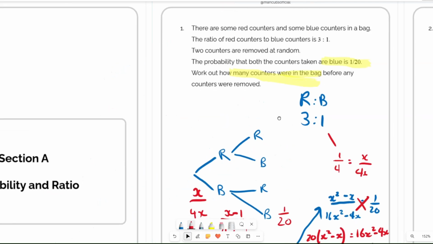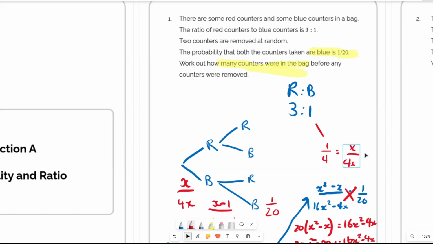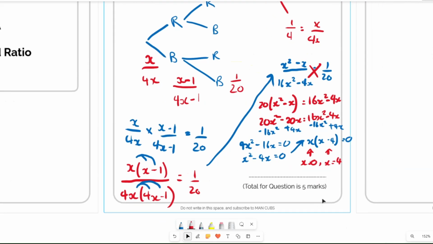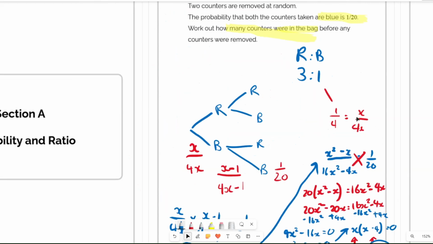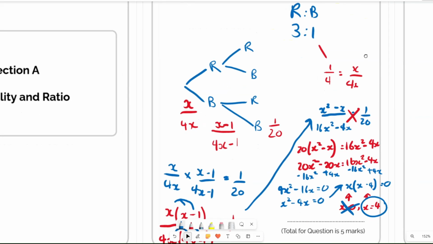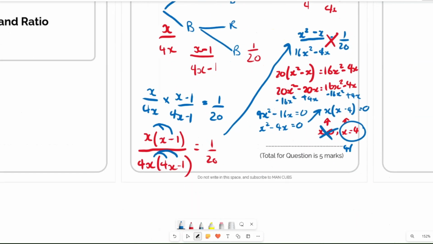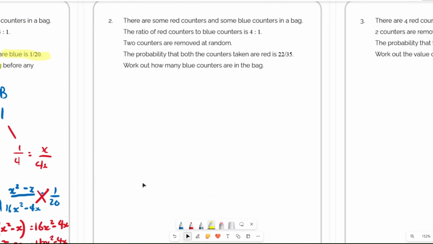Because x is representing, in this case, the number of blue counters, so it's representing a quantity of counters, isn't it? And we know we have more than 0 counters, so that means we cannot have x equals 0 as a solution, only x equals 4. But that isn't our final answer. I'll tell you why. Because x isn't representing the total, 4x is. So we've got to do 4 times 4, which is 16, and 16 is actually our total number of counters in this question.